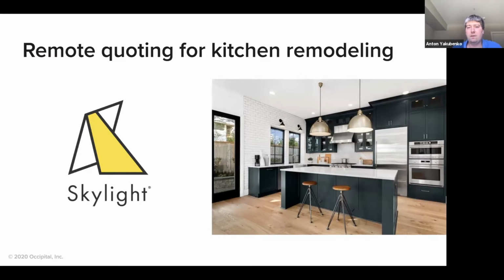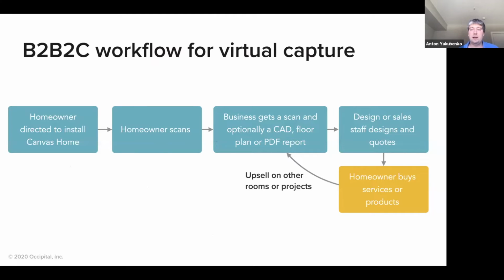So one of our early beta customers for Canvas Home, who were previously using Canvas, is a company called Skylight. They're based in the Bay Area, and they do kitchen remodeling. The way they wanted to use the app appeared to be very similar to how many other companies in the home improvement space want to use the app. So basically, they send the app to the homeowner.